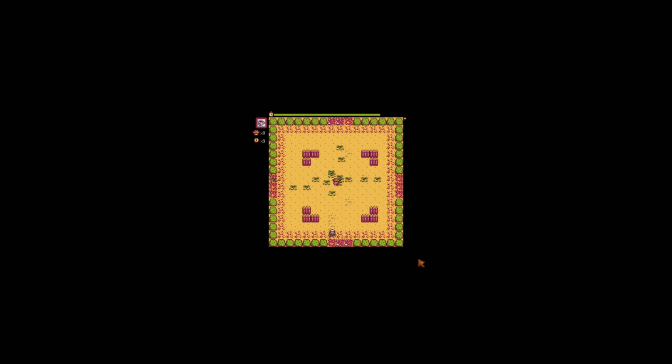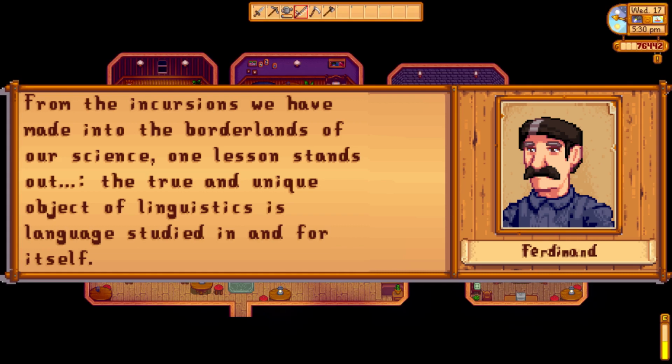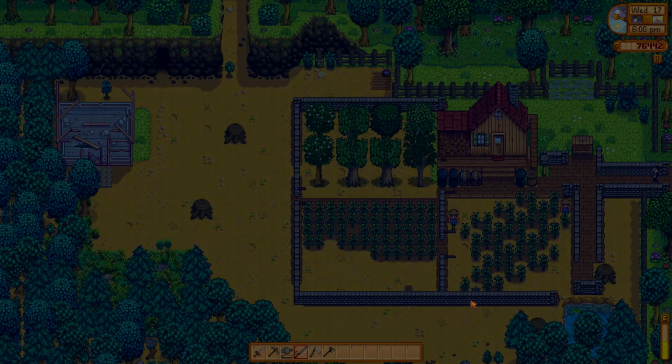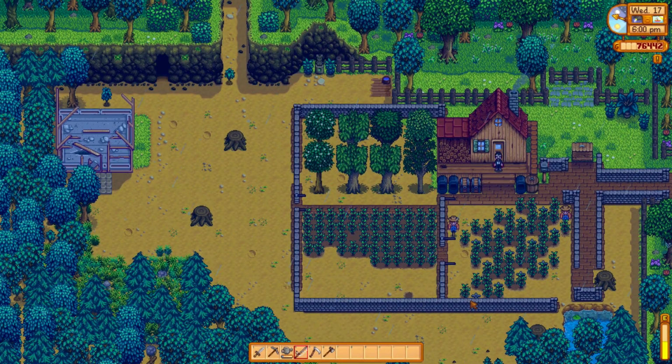He ends the entire book by saying this. From the incursions we have made into the borderlands of our science, one lesson stands out. The true and unique object of linguistics is language studied in and for itself. It is with this that we finish our series on Course in General Linguistics, understanding the immanent nature of linguistics as a science.